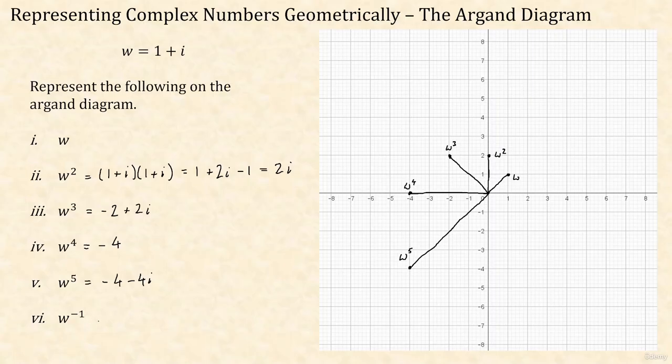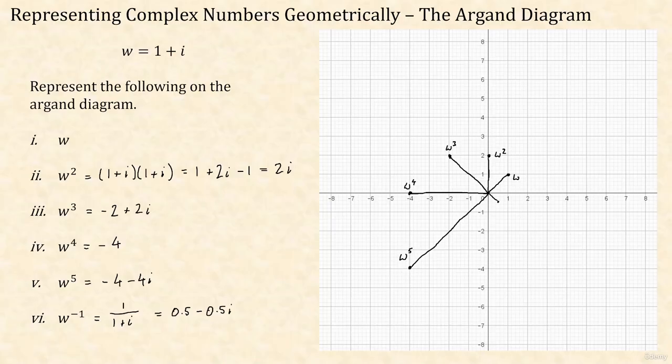What about w to the minus 1? Well, what is that? That's 1 divided by w. And again, you know how to work this out now by multiplying top and bottom by the complex conjugate. So you multiply top and bottom by 1 minus i. And if you do that, or if you cheat as I did with the calculator, you get a half minus a half i. So that is half along and half down.